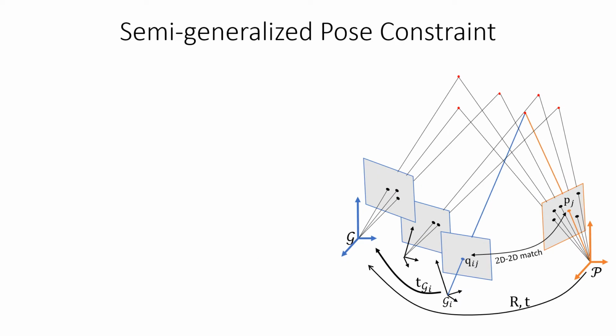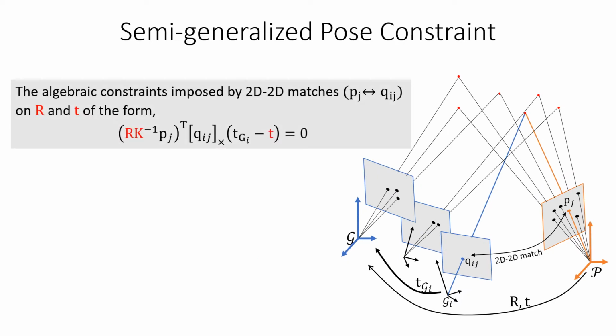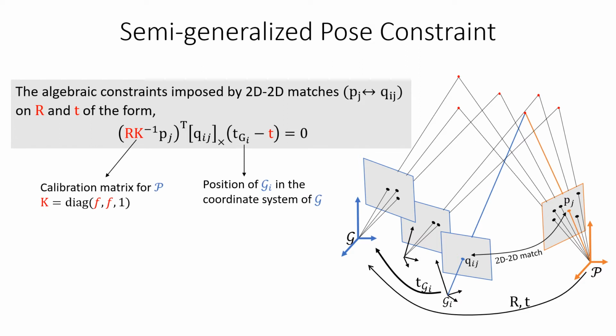The 2D to 2D point matches between a pinhole and a generalized camera impose algebraic constraints on the relative pose. So let us first consider the point match Pj with Qij, where Pj is the point detected by the pinhole camera and Qij is the point detected by the pinhole Gi inside the generalized camera. Each such match gives us one polynomial equation with the unknowns being the entries of the rotation matrix R, the translation vector T, and the focal length F. Also, the vector Tgi denotes the known position of the camera Gi inside the generalized camera system. We call these equations the semi-generalized pose constraints.